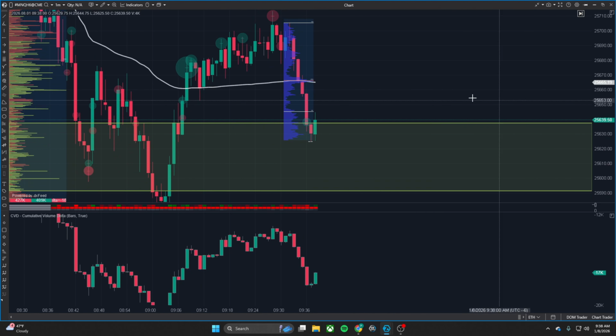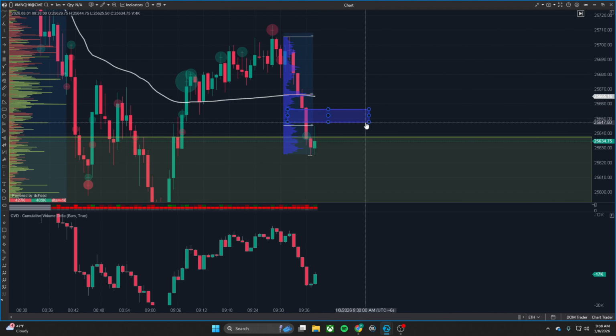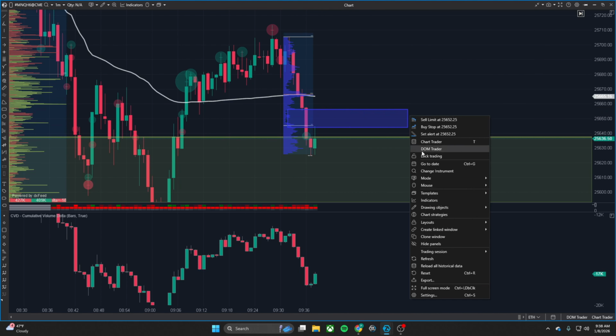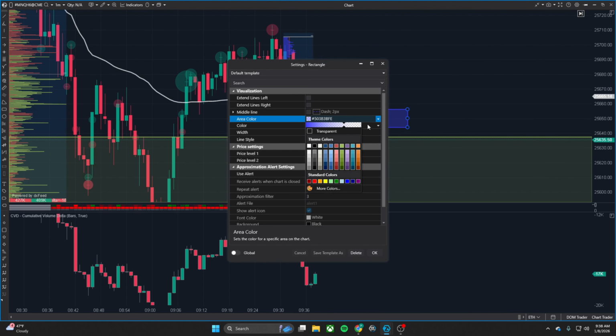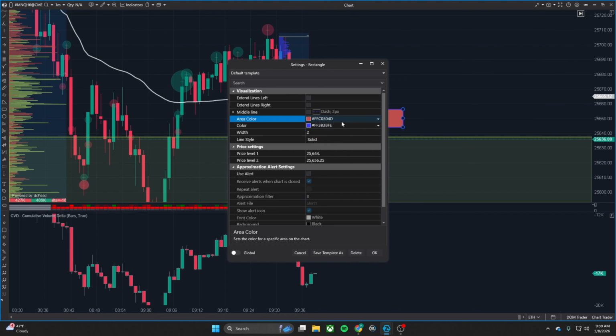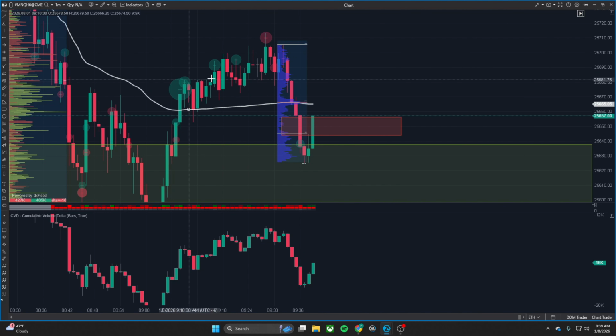We have a low volume node. Here I like... nope. I like this low volume node. I like this one here. I like this one here. But that's back in the value area.